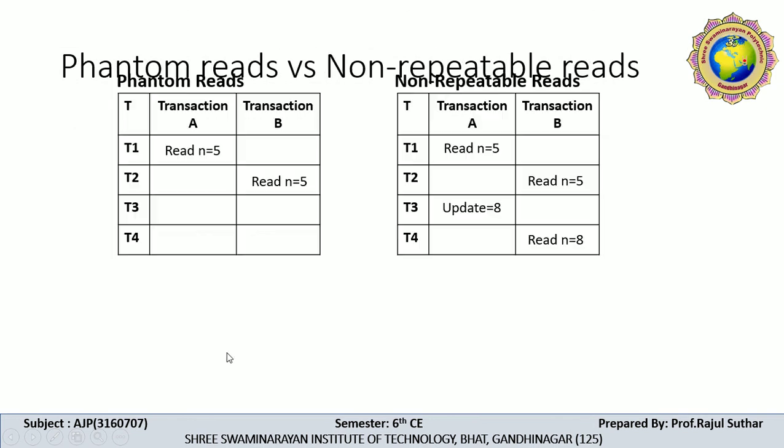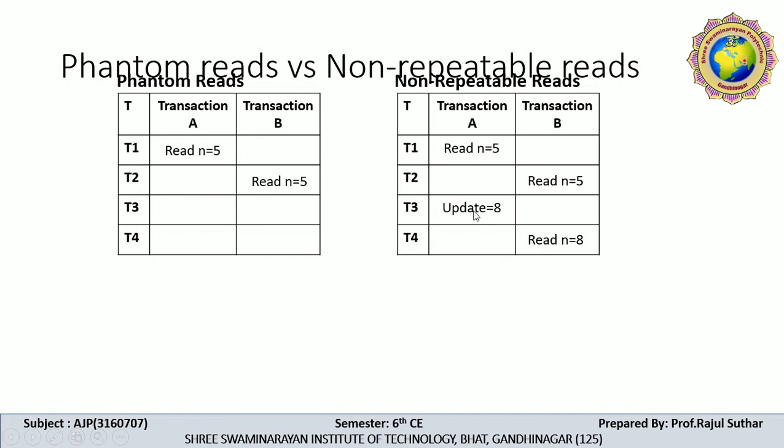Here, phantom read versus non-repeatable read. This one is a phantom read and this one is a non-repeatable read. While we are performing the transactions, the transaction names are T1, T2, T3 and T4: first transaction A and transaction B. Transaction A reads n is equal to 5, and the second transaction, performed by transaction B, also reads n is equal to 5. In non-repeatable reads, transaction A performs the read n and transaction B performs the read n in parallel.